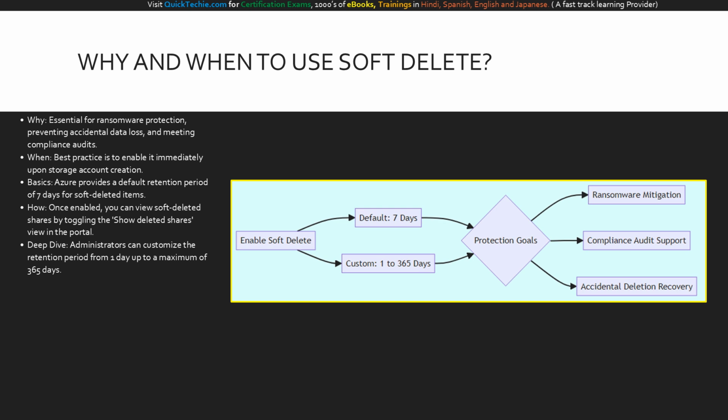Diving deeper, as an administrator, you have the flexibility to customize this retention window. You can set it to as little as 1 day or extend it all the way up to a maximum of 365 days. This flowchart breaks down the retention configuration and its benefits. When you enable soft delete, you can stick with the default 7-day path or take the custom path, dialing it up to 365 days. Both paths lead to your primary protection goals. By having this time buffer, you successfully satisfy 3 major pillars of cloud security: ransomware mitigation, strict compliance audit support, and immediate recovery from accidental deletion.